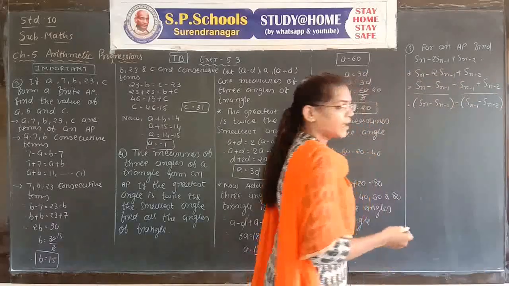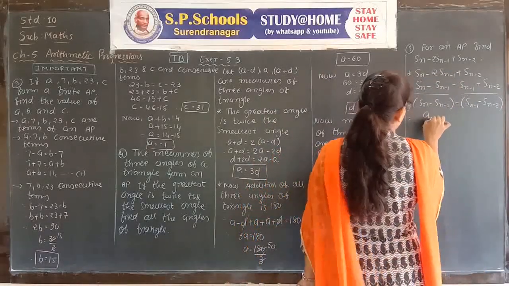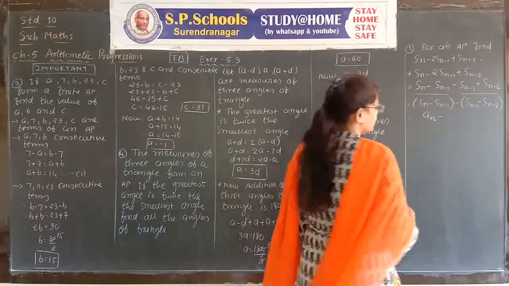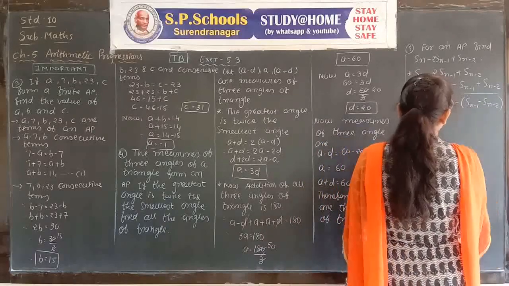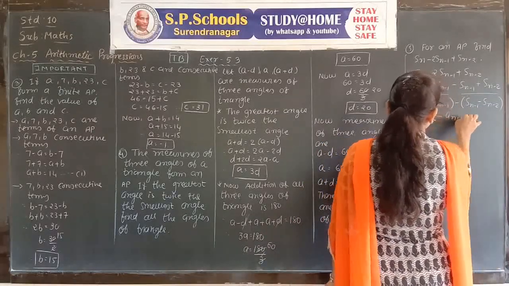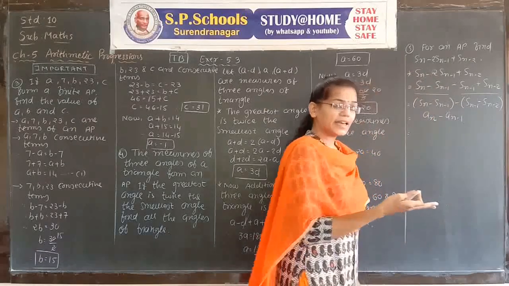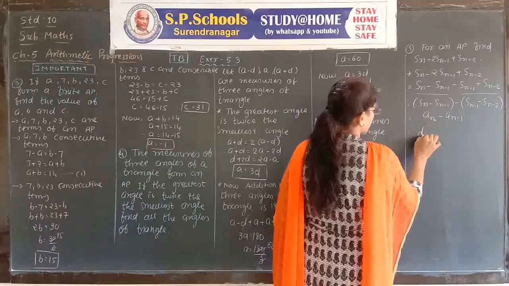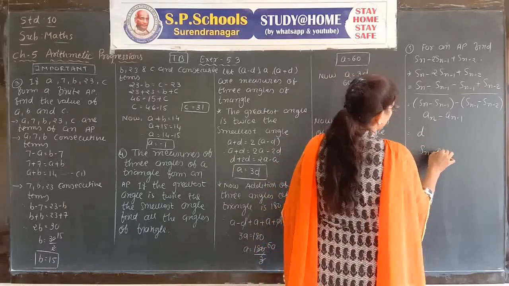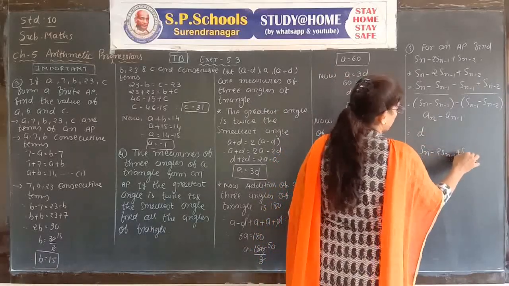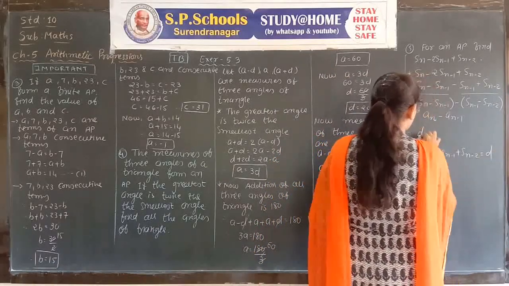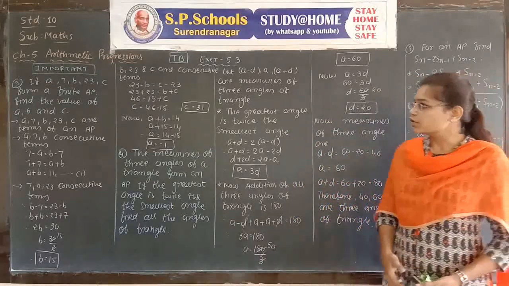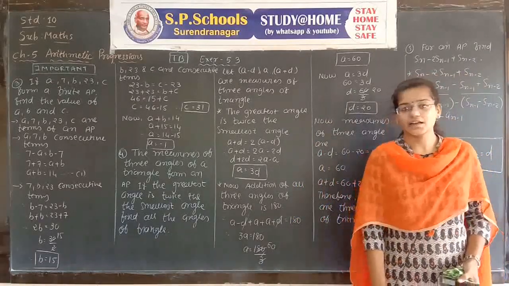As we know, Sn minus Sn minus 1 gives us An, and Sn minus 1 minus Sn minus 2 is An minus 1. An means the last term and An minus 1 is the previous term. Last term minus its previous term gives us D. Therefore, Sn minus 2 Sn minus 1 plus Sn minus 2 gives us the common difference D. It is most important.